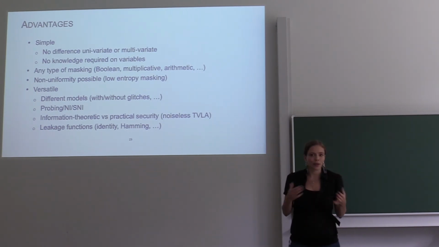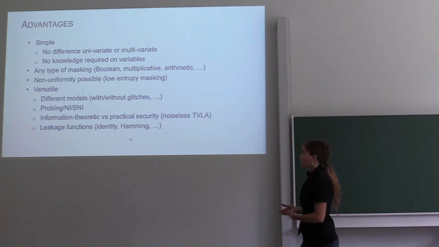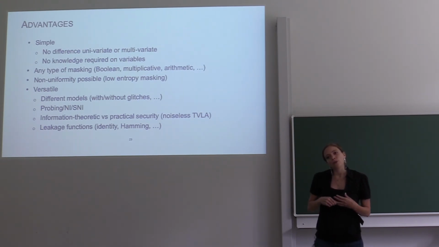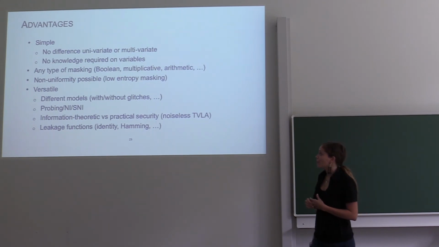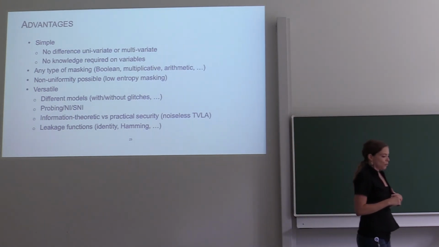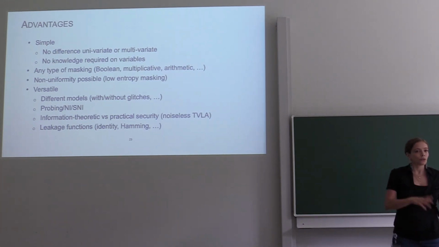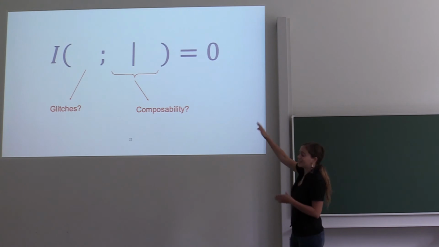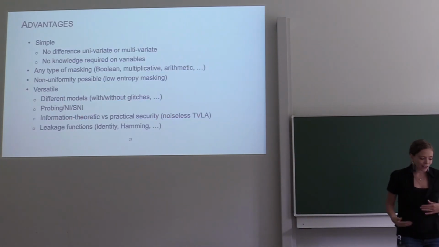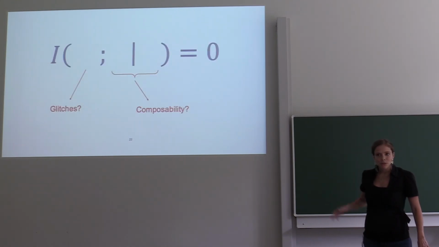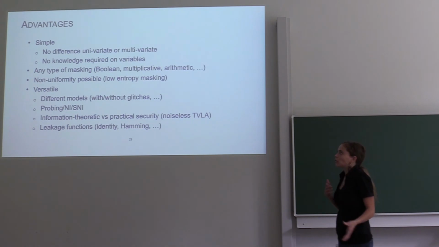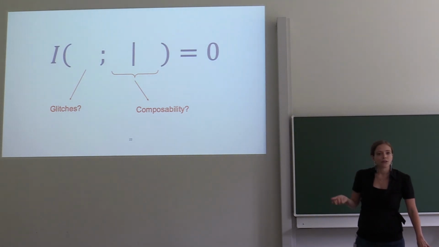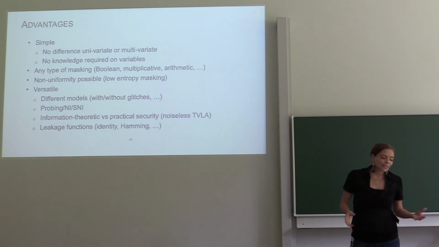It's also compatible with any type of masking. We didn't assume Boolean masking or arithmetic masking or inner product masking. We also showed that non-uniformity is possible, so this might be the way to make low entropy masking provably secure. And finally, it's also very versatile because, as we showed, you can consider glitches or no glitches, composability or not. You could also, instead of doing the information theoretical security with exactly equal to 0, check more practical security by doing approximately equal to 0 using a chi-square test, which is like TVLA in a noiseless environment. Instead of using the identity function of the probes on the left side, you could use a leakage function like Hamming weight leakage or Hamming distance.